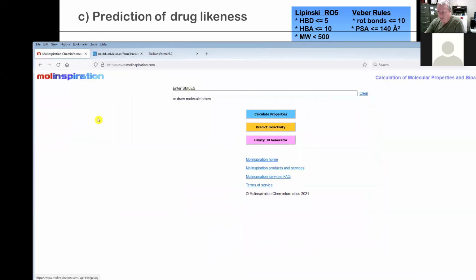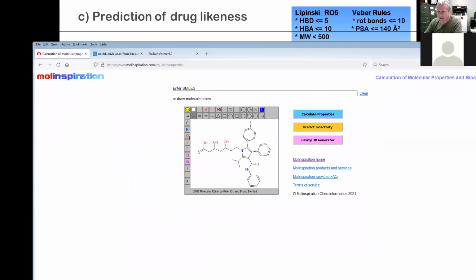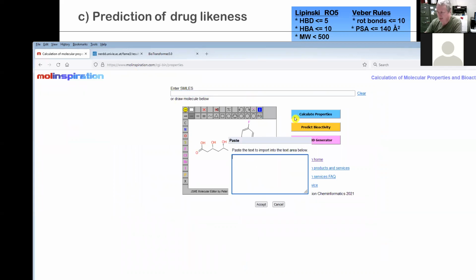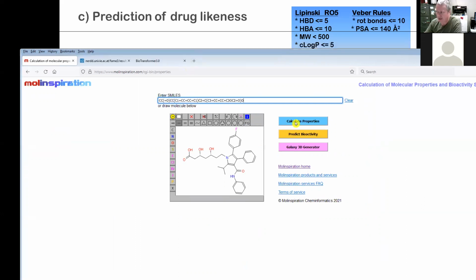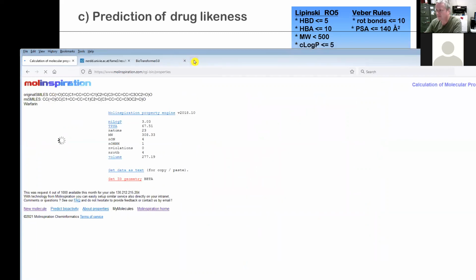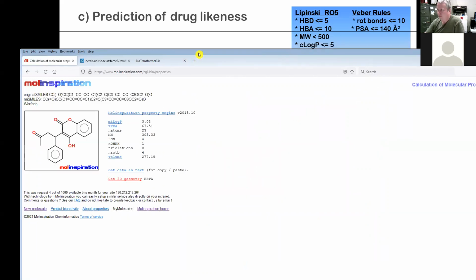Okay, so molecular properties, we'll go in here. And I can just paste in that SMILES string that I got. There it is. Okay, so I pasted in the warfarin SMILES string, and we're going to predict the properties. This is an orally available drug, right? So it's predicted to have good drug likeness. And let's see if it all matches now.